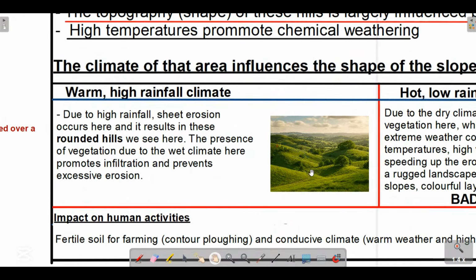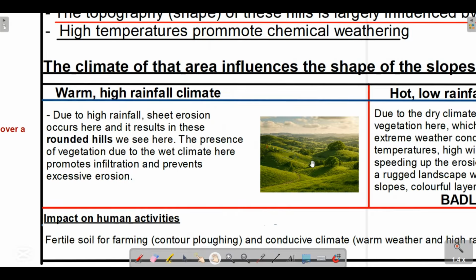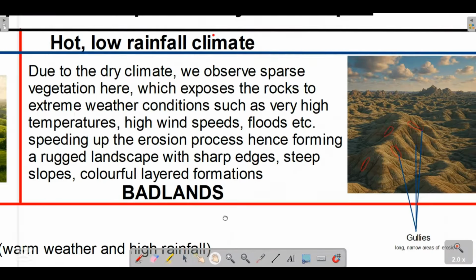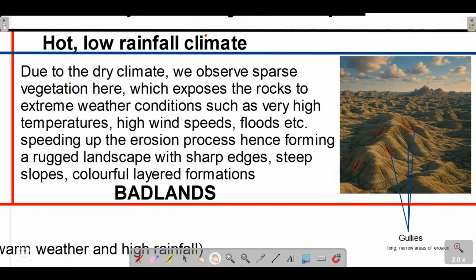And so this is the type of hilly landscape that we see here, rich in vegetation, rounded. It does not have any gullies. We see sheet erosion. It prevents excessive erosion. And we do not see a lot of chemical weathering here. But if you expose these hills to a hot, low rainfall climate, then this is what you see.